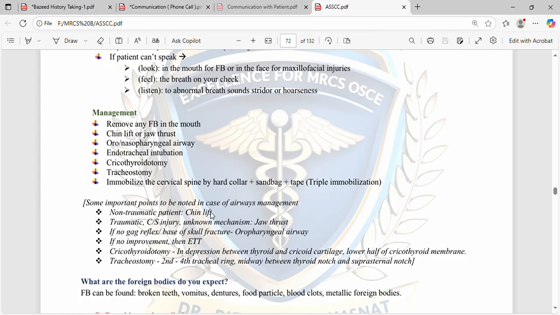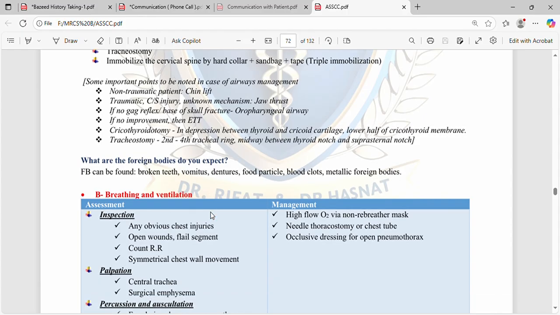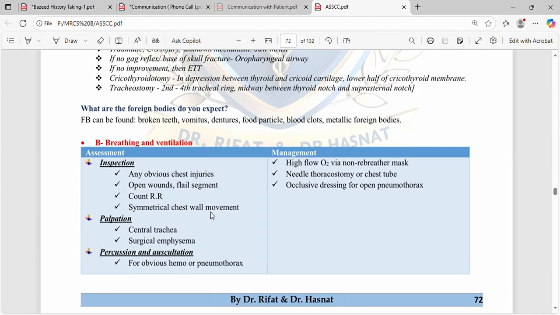Cricothyroidotomy is done in the depression between the thyroid and cricoid cartilage, in the lower half of the cricothyroid membrane. Tracheostomy is done at the second to fourth tracheal ring, midway between the thyroid notch and the suprasternal notch. What foreign bodies do you expect? Foreign bodies can be broken teeth, vomitus, dentures, food particles, blood clots, metallic foreign bodies. Okay. So the second part is breathing and ventilation.